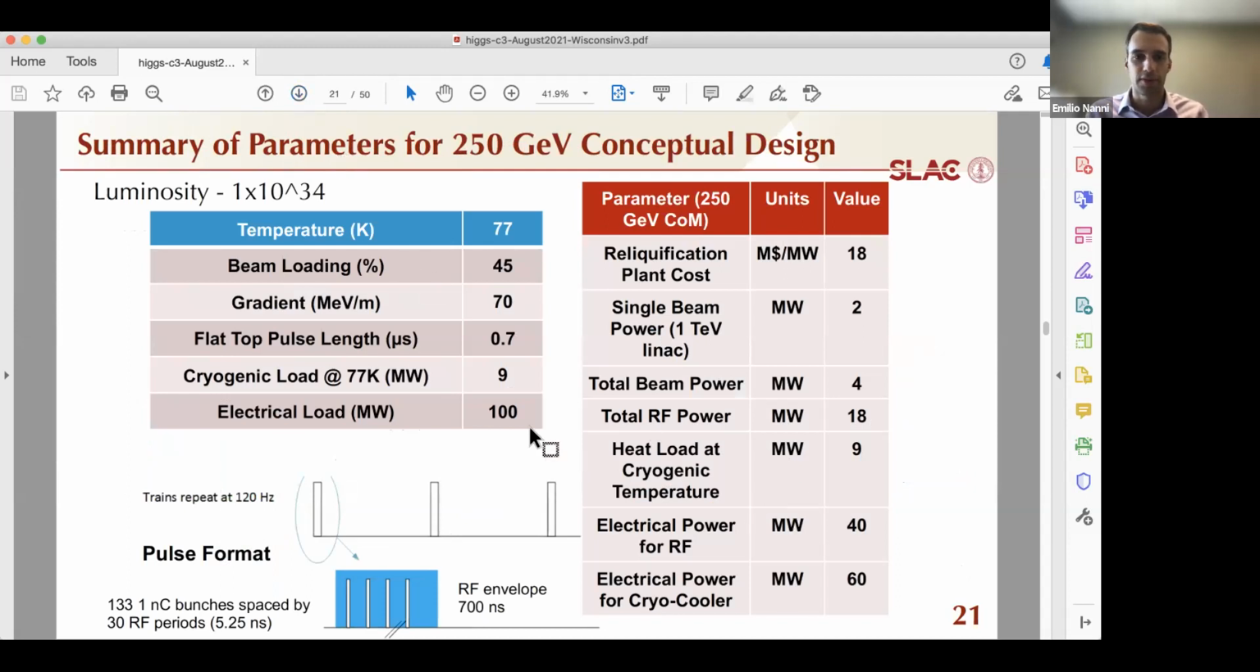These are just some of the parameters for the operation at 250 GeV center of mass. I think I've talked about most of these, so I'll just highlight that the electrical power for the main LINAC would be around 100 megawatts in this case. Per GeV, this cost comes down as you go higher in energy. It comes down a little bit because you operate with shorter RF pulses. And this would be for 1 × 10^34 luminosity at 250 GeV center of mass.